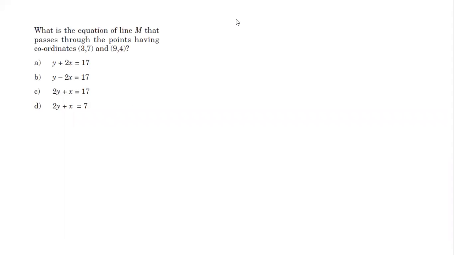Now, in this particular question, they are asking what's the equation of a line. Okay, I need the equation of a line M passing through these 2 points. So they have given me only 2 passing points, which are 3, 7 and 9, 4. The first thing, I already told you that I need the slope and I need the y-intercept. If I have the slope and the y-intercept, job's done.